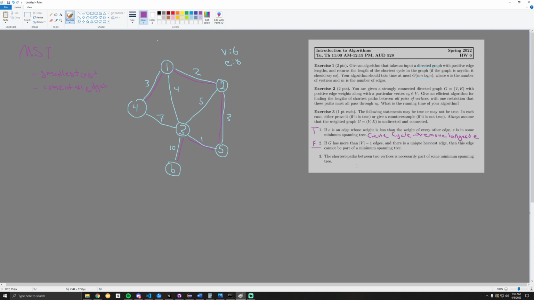Now, our next one, 3. The shortest path between two vertices is necessarily part of some minimum spanning tree. Okay, the shortest path between two vertices is necessarily part of some minimum spanning tree. This one's interesting. Let's take a look at the graph here. In this case, we've got the shortest distance from 3 to 5, and that one obviously is part of it.